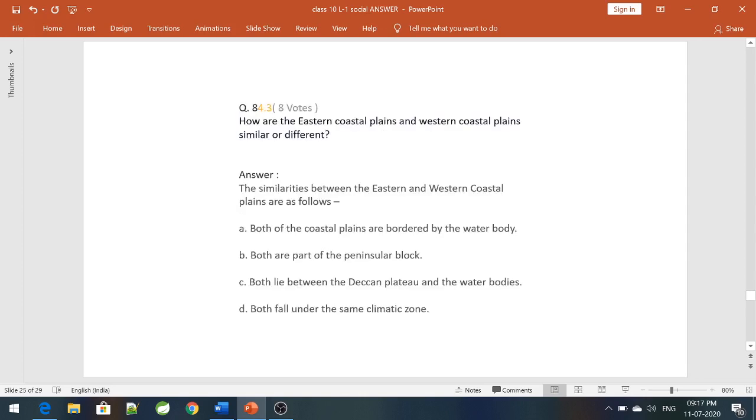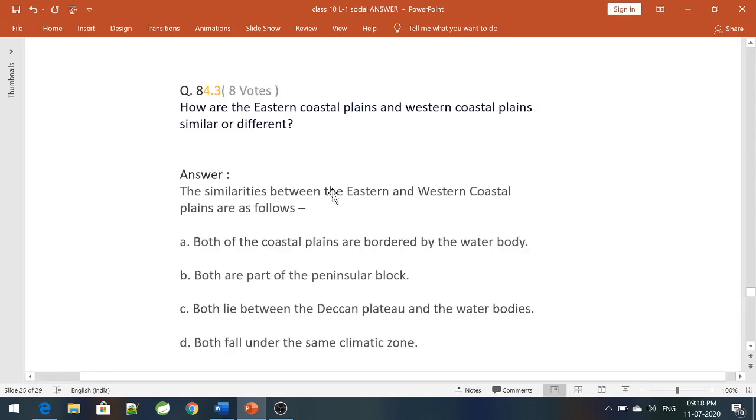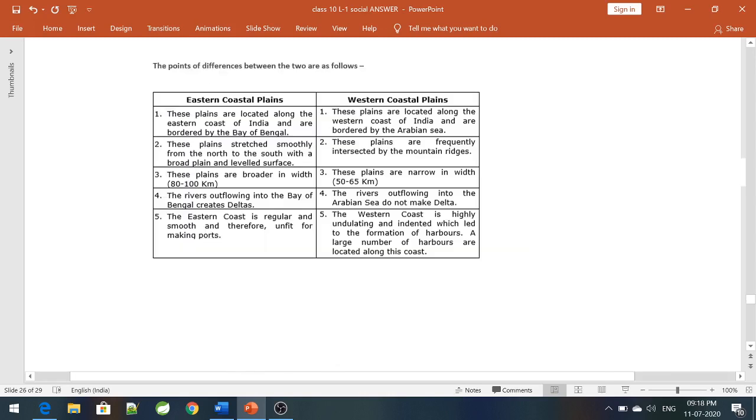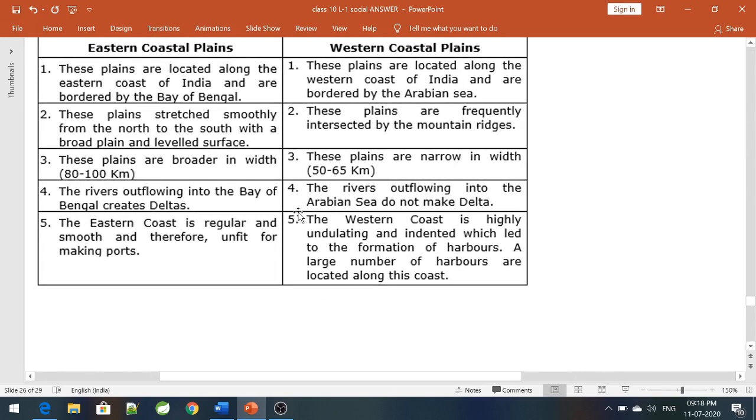How are the eastern coastal plains and western coastal plains similar or different? So these are the similarities and these are the differences. First I will show you this. These are the similarities. Both are bordered by a water body. They are part of the peninsular block, the Deccan Plateau and water bodies. Both fall under the same climatic zone. And these are the differences between the western coastal plain and the eastern coastal plain.